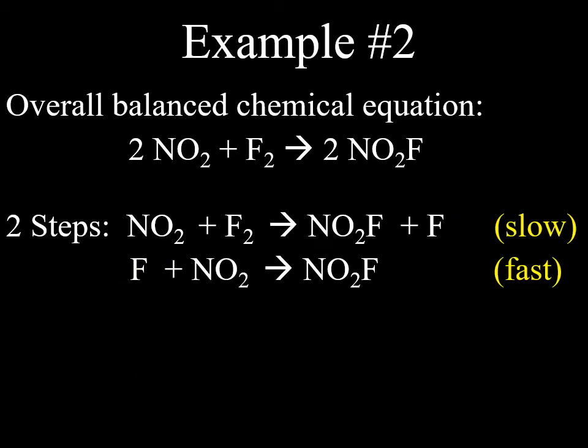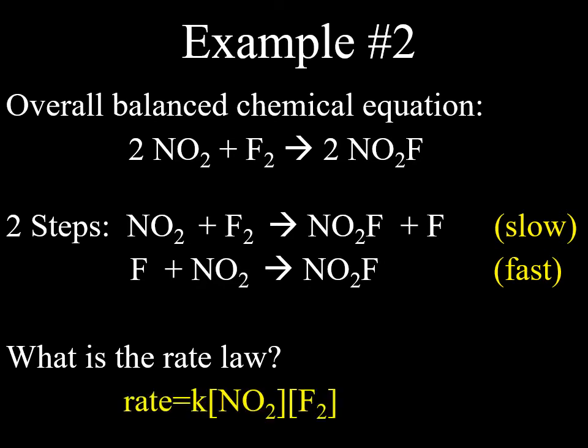Then, if you're told that the first step is slow and the second step is fast, they can ask you, what's the rate law? Use the stoichiometry of the slow step to write that rate law. Rate equals k, the rate constant, times the concentration of NO2 times the concentration of F2. It is first order in NO2. It is first order in F2 because the stoichiometric coefficients in the slow step are both 1. It's second order overall.